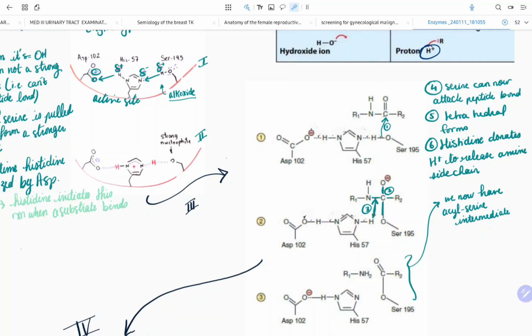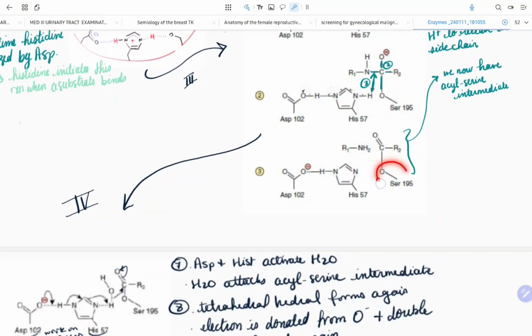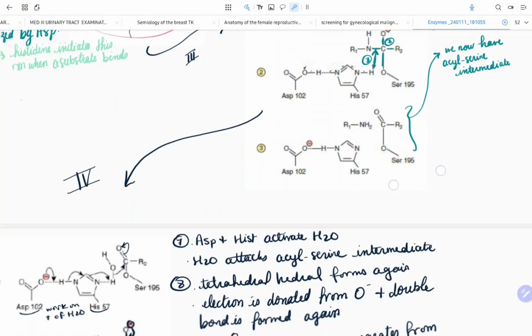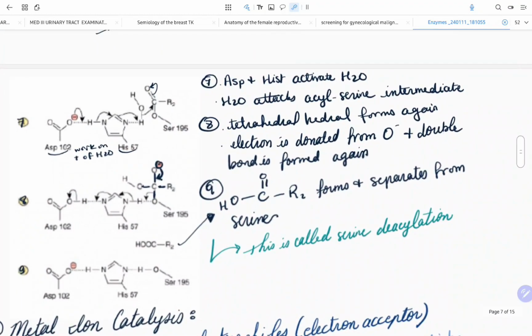Now, what happens is that histidine donates this hydrogen to this group right here so that it can release this amine group. And now after it donates it, as you can see right here, this amine group is released, and now we have a serine acyl intermediate. But we need the serine to come back to where it belongs, so we continue. Okay, now we need to return serine back to its family, right?